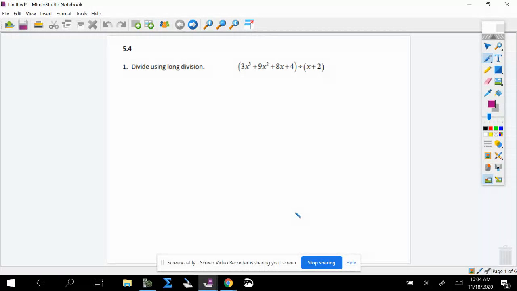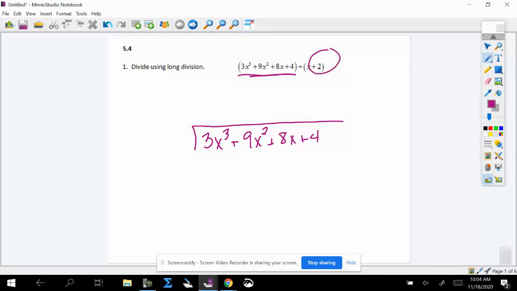And when you do the polynomial long division, you want to set up: this goes underneath the division bar. This is your dividend. If you have anything missing, so this one doesn't, but if you have anything missing, you have to include your placeholders. And then this is your divisor, so that's going to go outside. So our goal here is to figure out what multiplies to this to get this.